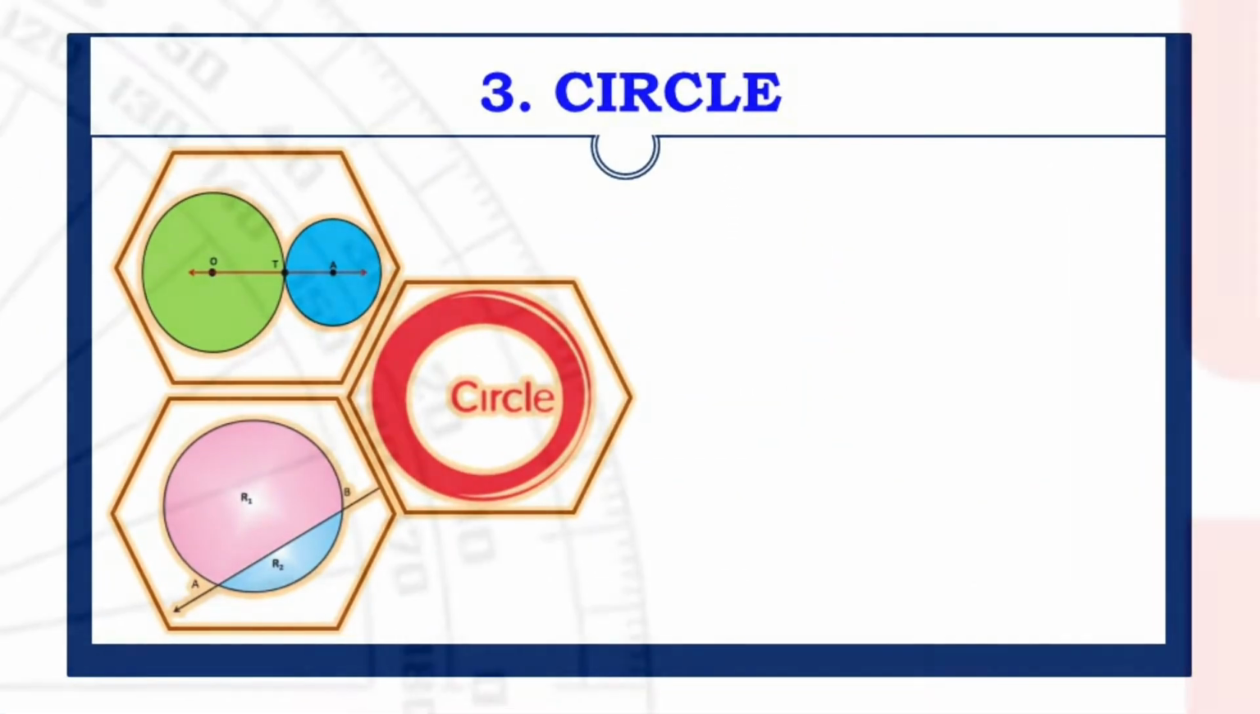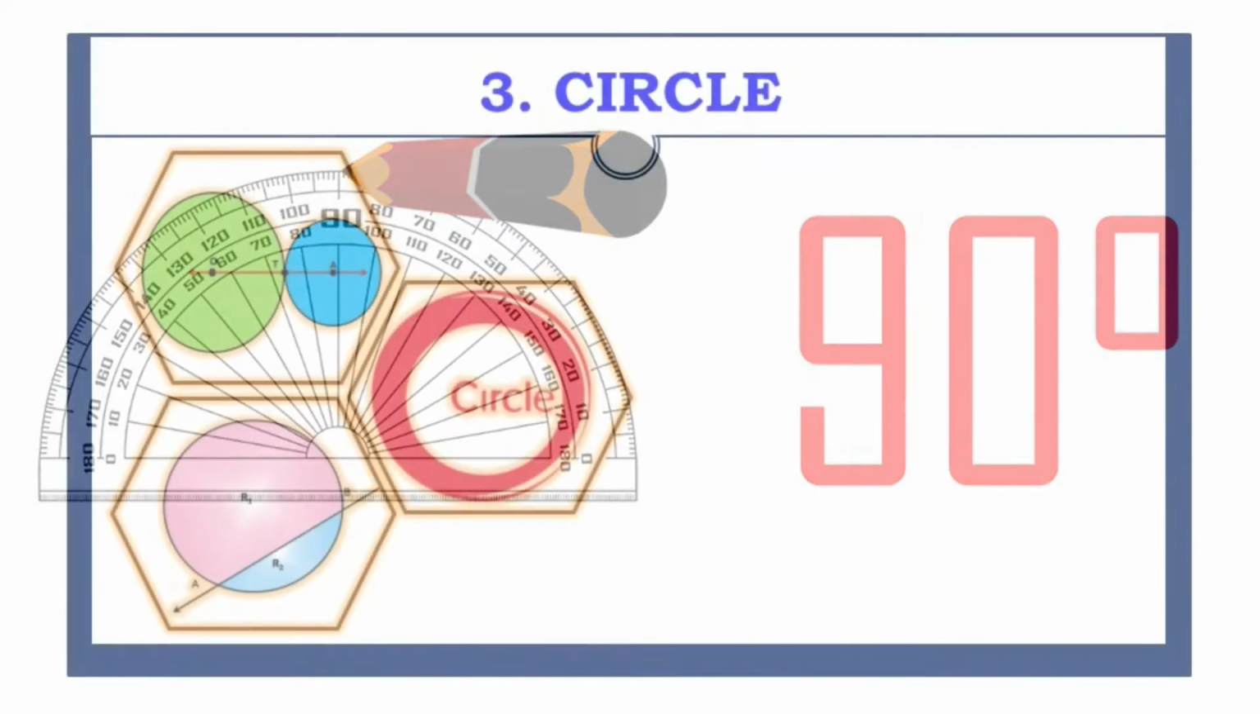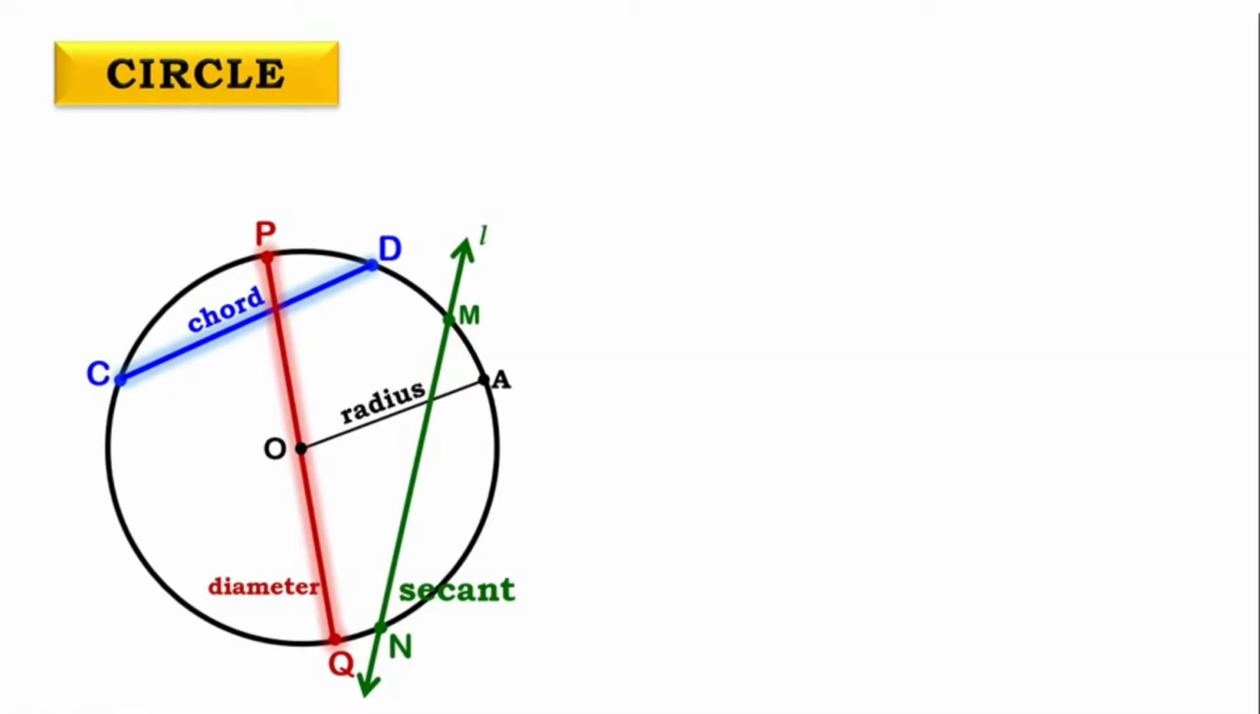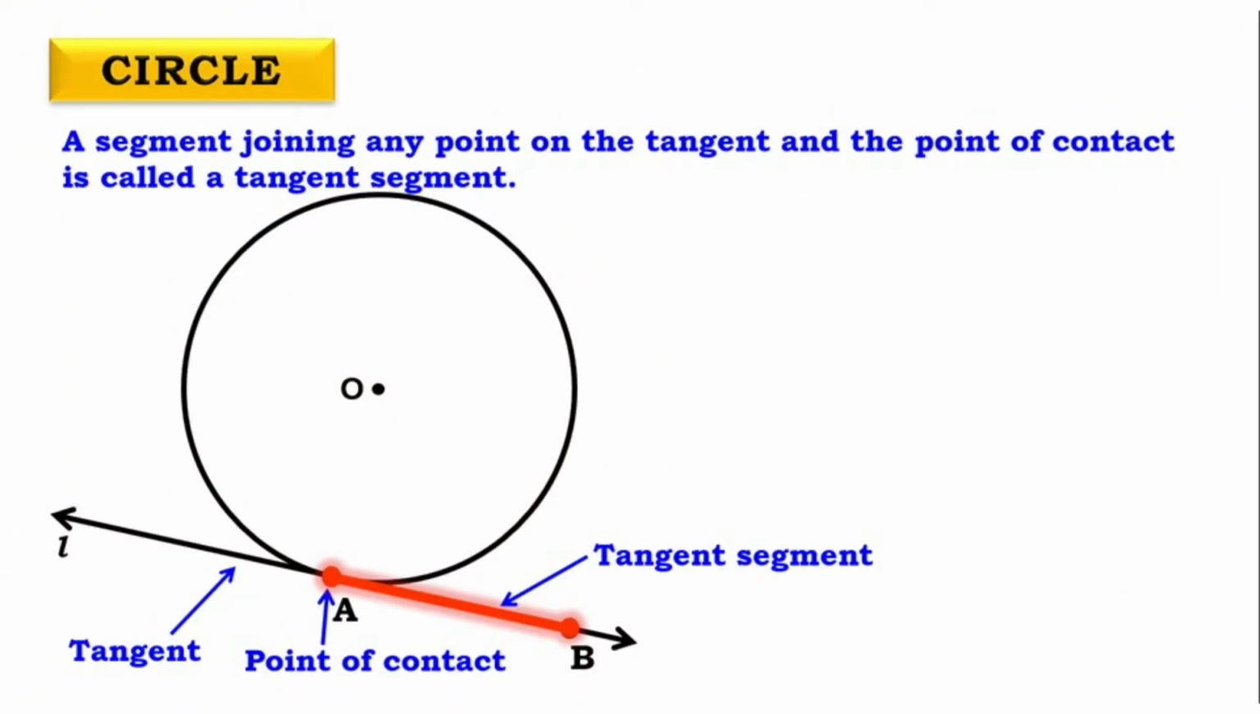Hi students, welcome back to my channel 90 degree, and today we'll be learning what is a circle and some basic elements related to the circle. That is, what is the radius, what is the chord, what is the diameter, what is the secant, what is a tangent, and what is a tangent segment.